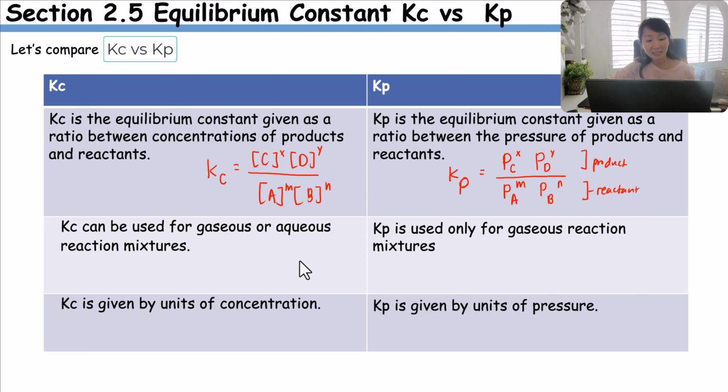Now, Kc, the equilibrium constant for concentration, is for gas and aqueous reaction mixtures, whereas Kp is for gas only. We cannot use this for aqueous. Kp is given in units of pressure. These are some of the examples: atm, millimeters of mercury, torr is another one, Pascal is another one for you. Whereas Kc is given in units of concentration, which is molarity, or moles over liter.